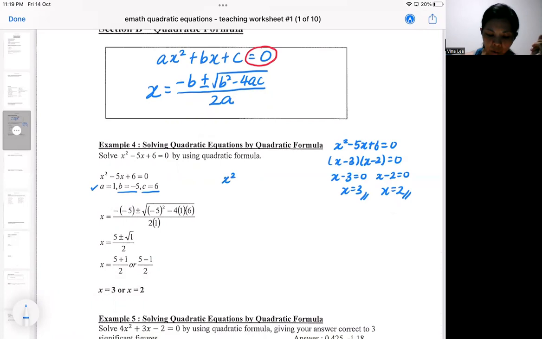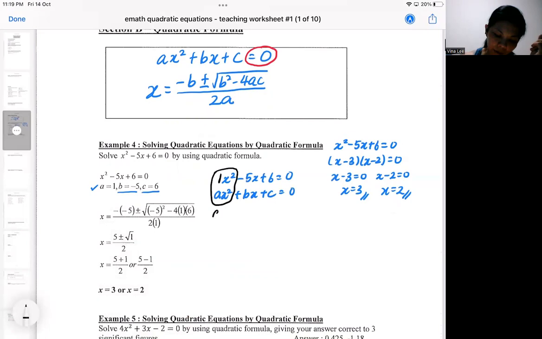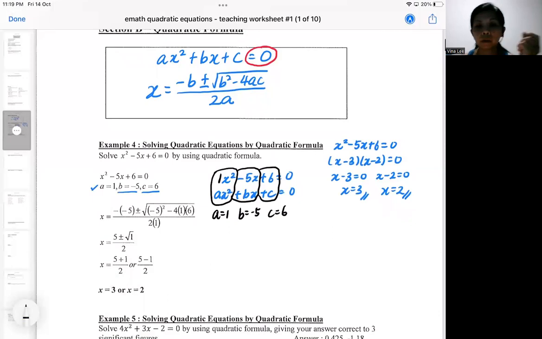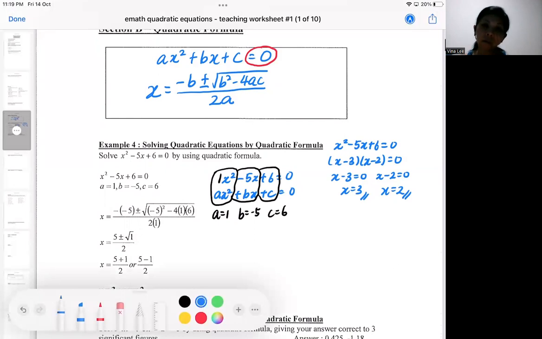If let's say you cannot tell directly, the trick is to put the comparison side by side, in this way. So you can tell that a is equal to 1, b is equal to -5, c is equal to 6. This is another way to make sure you get your a, b, c correctly. Once you get your a, b, c correctly, you just have to insert them into the formula.